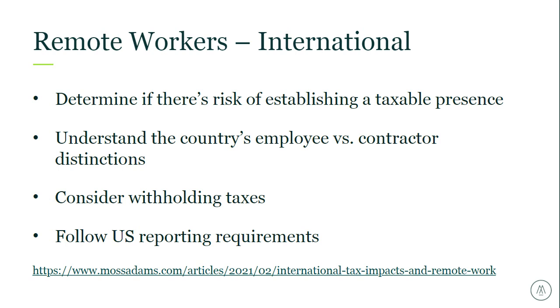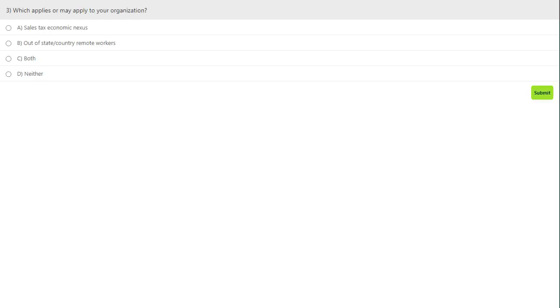And with that, I am going to turn it over to Amy for our third polling question. All right, thank you. So our third question: which applies or may apply to your organization? A, sales tax economic nexus. B, out-of-state or country remote workers. C, both, or D, neither.